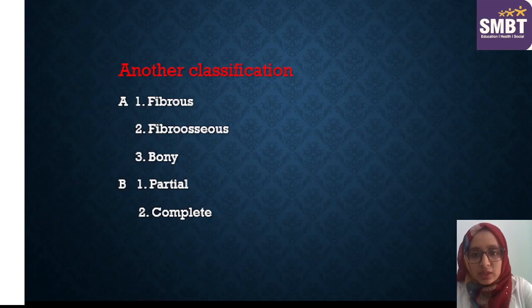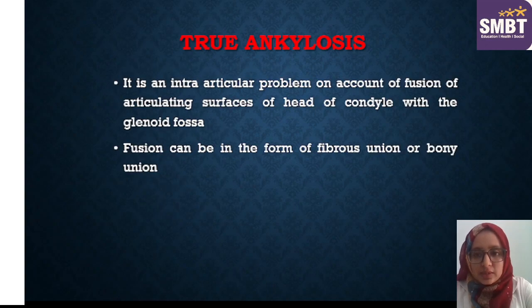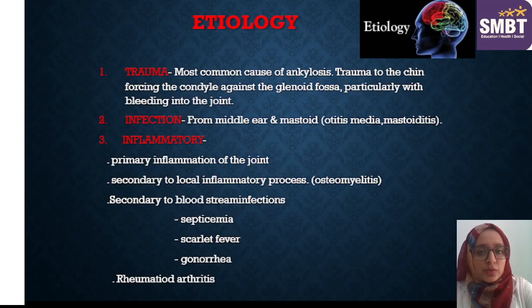Now we'll have a look at another type of classification, that is fibrous, fibro-osseous and bony, as I had already said regarding the material of the ankylosing mass. Another type is partial to complete according to the extent. Now true ankylosis is an intra-articular problem on account of fusion of the articulating surfaces of the head of the condyle with the glenoid fossa. Fusion can be in the form of fibrous union or bony union.